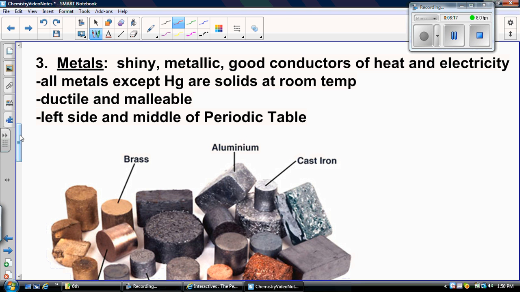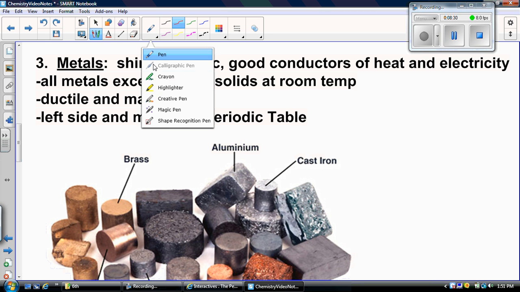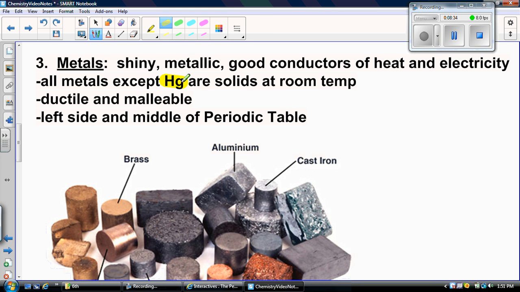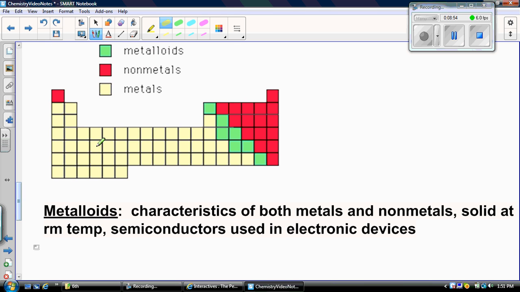Metals are usually elements that are shiny or metallic. They're good conductors of heat and electricity, meaning heat and electricity energy will flow through these elements. All metals except for mercury, which is Hg, the symbol for mercury, are solids at room temperature. So all your metals are solids at room temperature except for mercury, which is actually a liquid. All metals are ductile and malleable, meaning you can bend them. And your metals are located on the left side of the periodic table and the middle. So right here, metals, which is this tan color, they're on the left side of the periodic table and the middle, except for this first one, which is hydrogen. That one is not a metal.